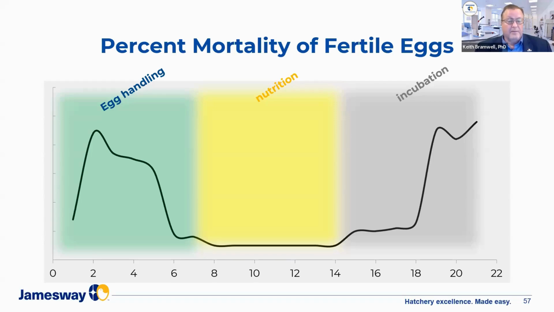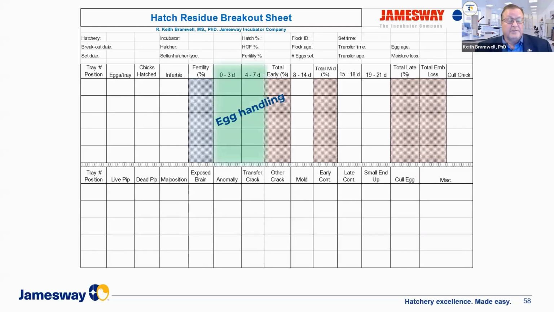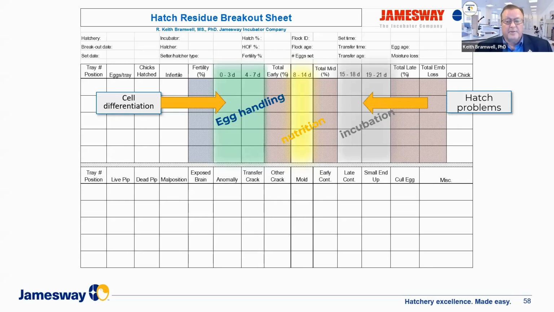So again, the chart, one reason I like to use this chart is that it's very broken down. Anything in this category would likely be an egg handling issue, a nutrition issue, or an incubation issue. So the chart actually allows us to categorize the critical events that are occurring in the development of the birds, and then we can proceed from there as far as troubleshooting.